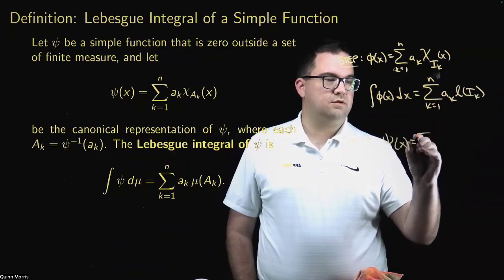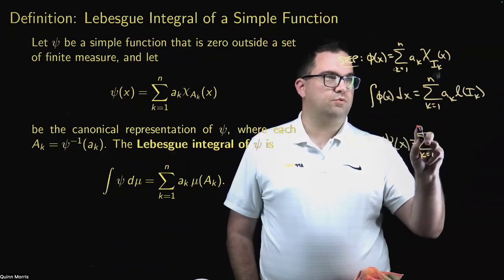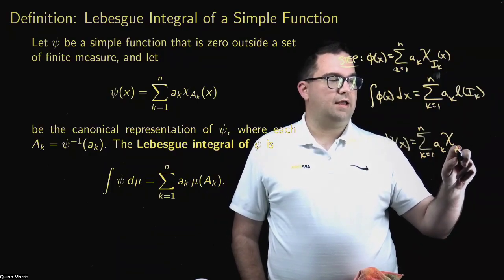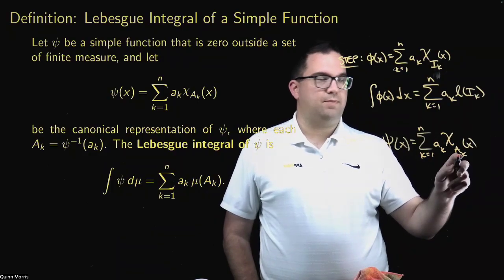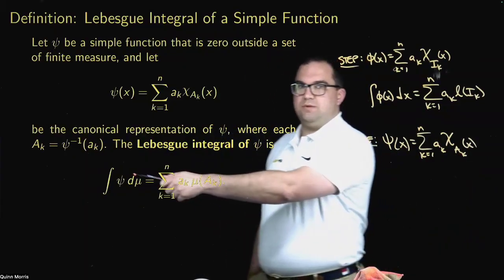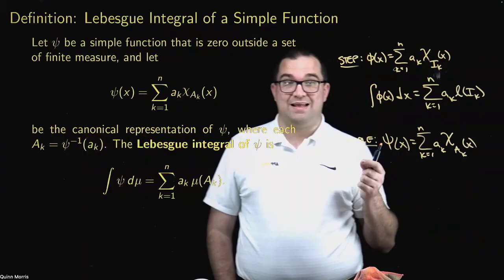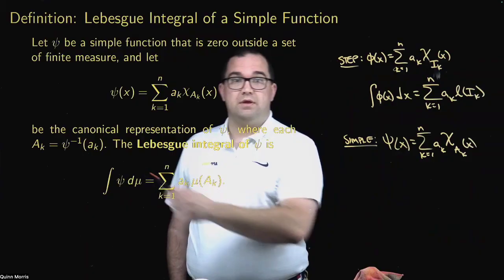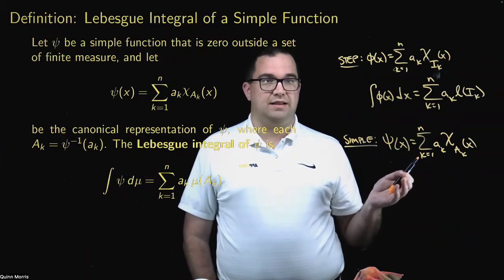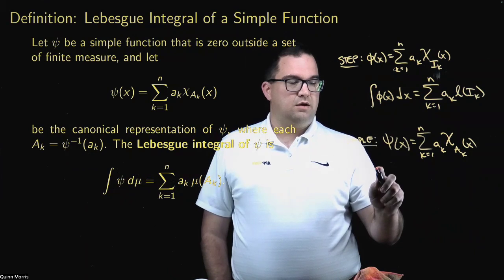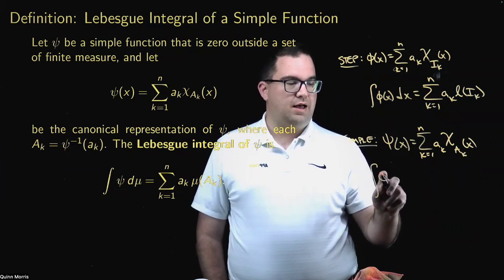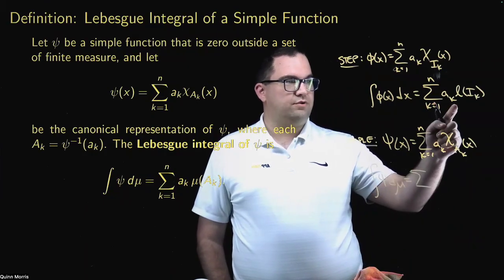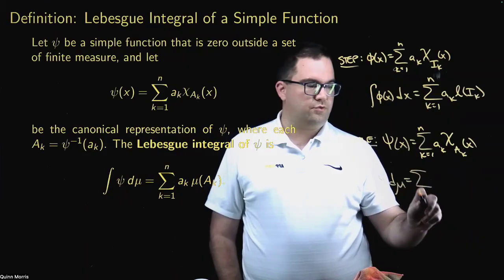psi of x, we can write that as a sum k equals 1 up to n of ak times chi of ak of x. Now, keep in mind here, we are making no assumption about this set capital AK other than it's the preimage of this and it's measurable. Okay, so AK is not necessarily an interval. We can't take its length. What we're doing here is we're saying, well, if we're going to define this Lebesgue integral, then it really ought to do the same thing the Riemann integral does.